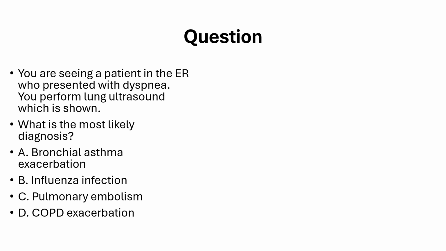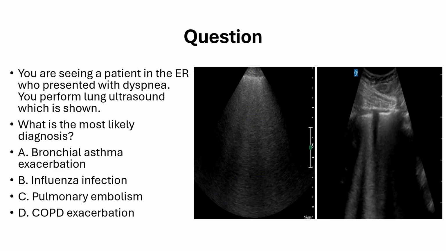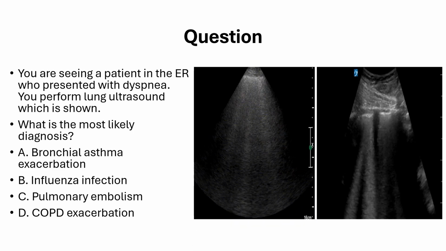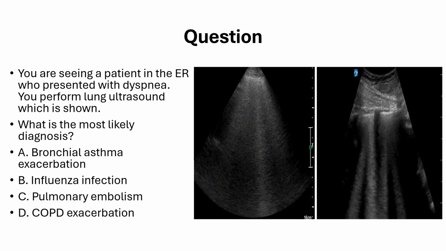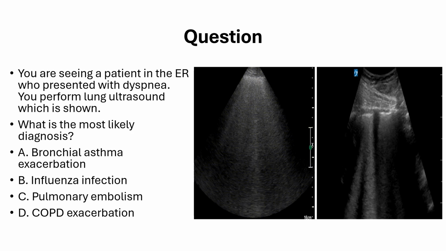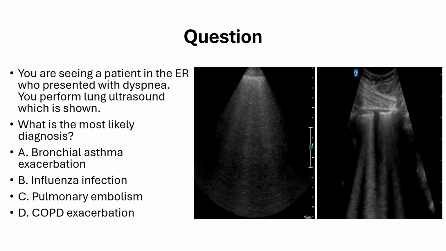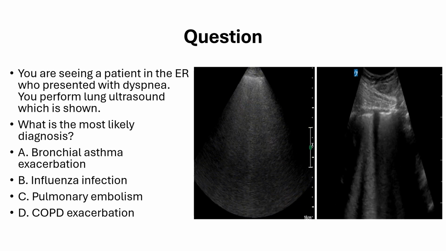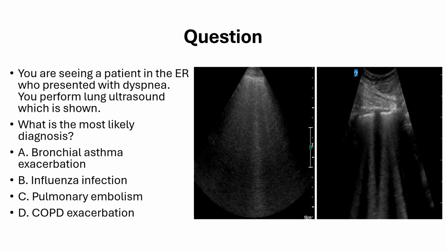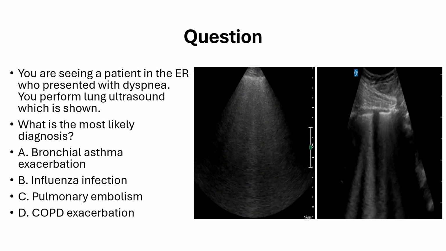Let's do another question. You're seeing a patient in the emergency department who presented with dyspnea. You performed lung ultrasound, which is shown here, left lung and right lung. What is the most likely diagnosis? A. Bronchial asthma exacerbation, B. Influenza infection, C. Pulmonary embolism, and D. COPD exacerbation. Please pause the video if you need more time to answer the question. And the correct answer here is influenza infection.